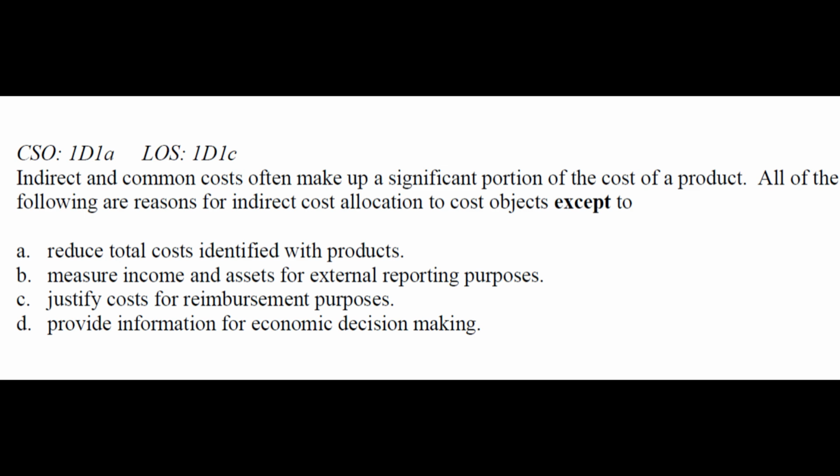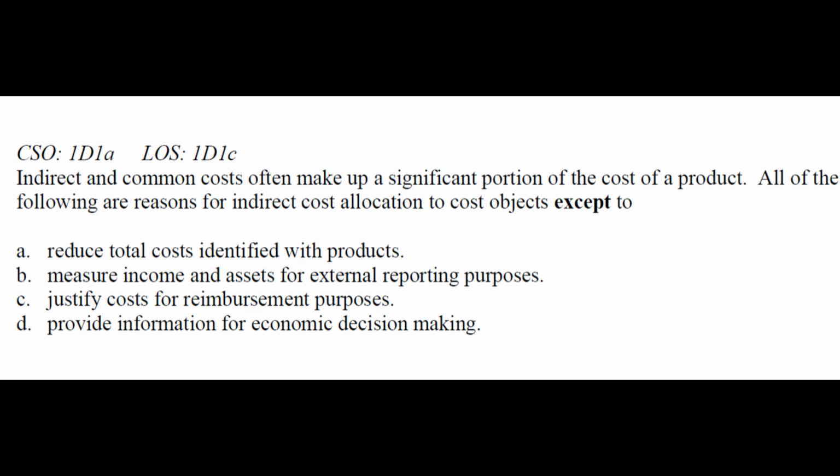Students should focus on the phrase "except to," which means they must identify the option that is not a valid reason for allocating indirect costs. Indirect cost allocation serves several important purposes. External financial reporting, where inventory and cost of goods sold must include allocated manufacturing overhead under accounting standards; cost reimbursement, particularly for government contracts or cost-plus agreements where allocated overhead must be justified; managerial decision-making, such as pricing, profitability analysis, budgeting, and performance evaluation.